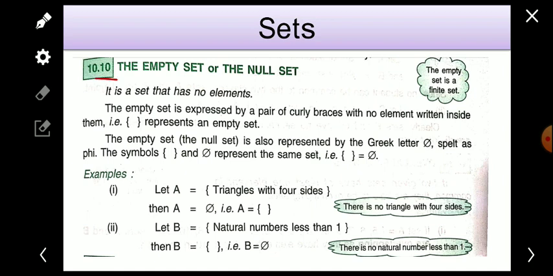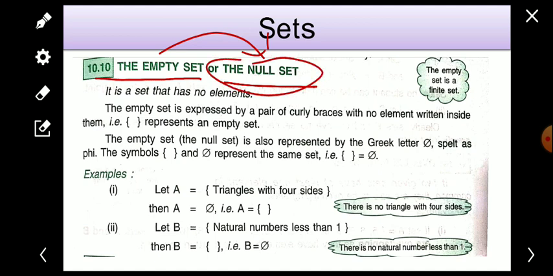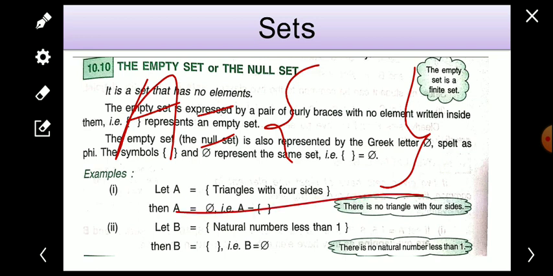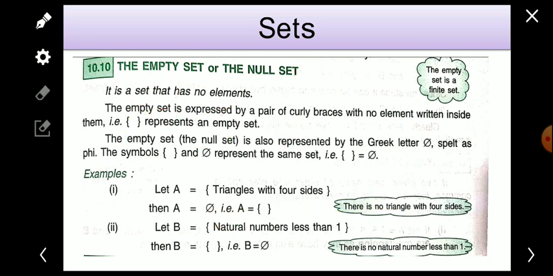Now the third one is the empty set or null set. The empty set is also known as the null set. Very simple it is. Any set which has no element is known as a null set or empty set, and it is written like this, blank, no element. Suppose that A is the set of none, nothing. So this is the null set or empty set. I hope that you understood.